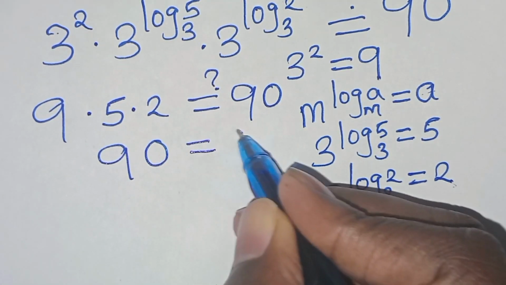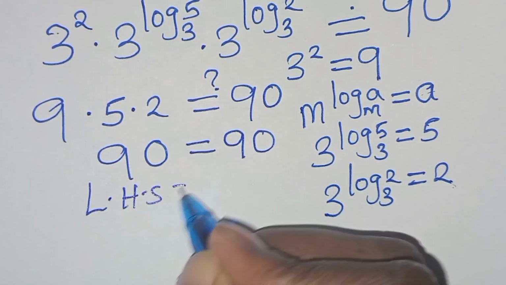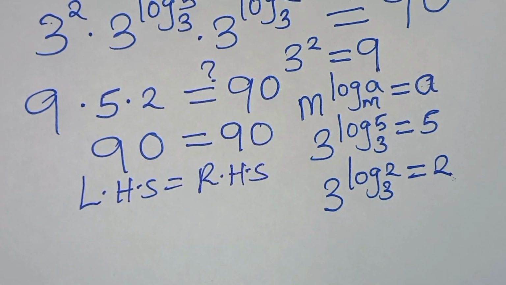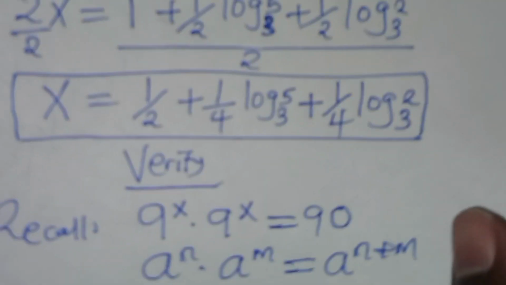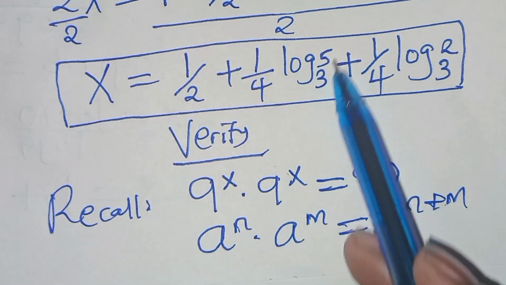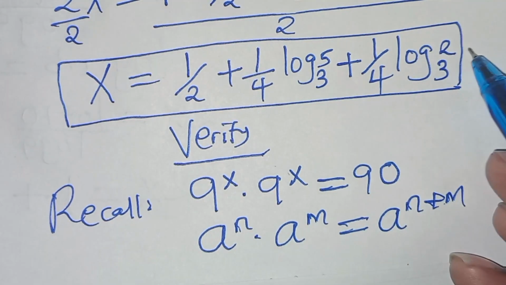So this implies that the left hand side is equal to the right hand side. Therefore, the value of x, which is half plus 1 over 4 log 5 to base 3 plus 1 over 4 log 2 to base 3, satisfies the equation.